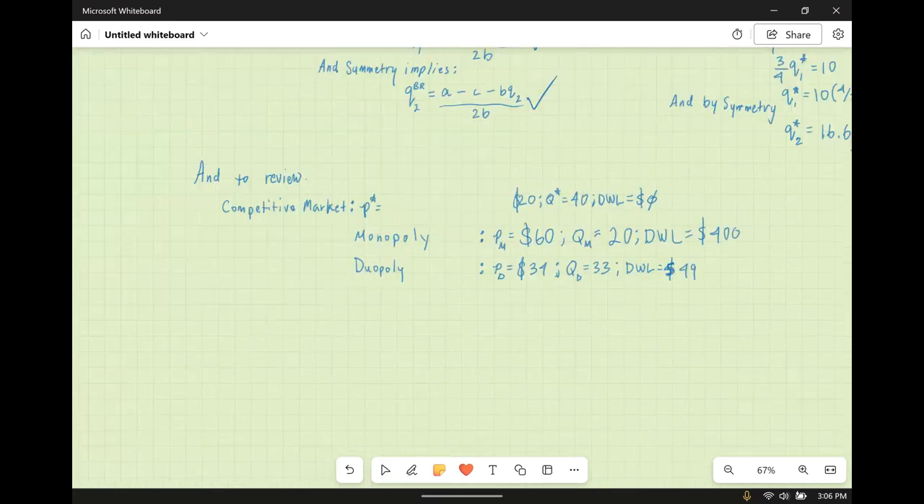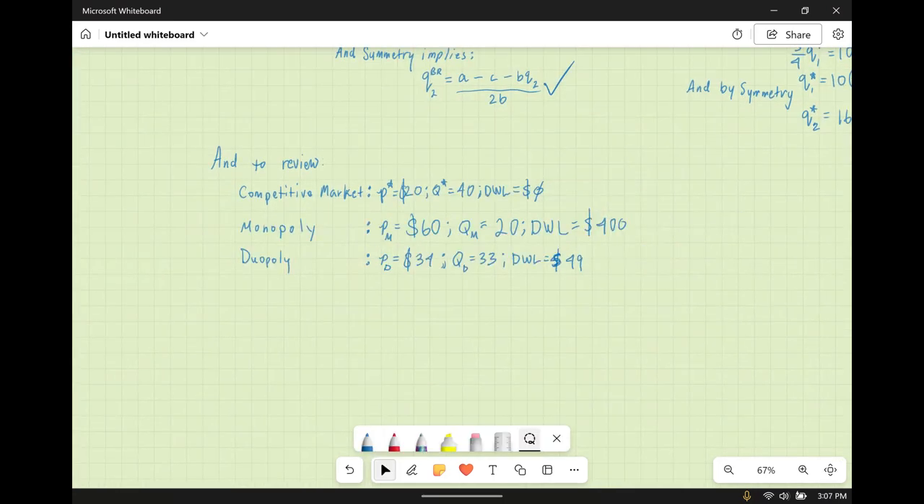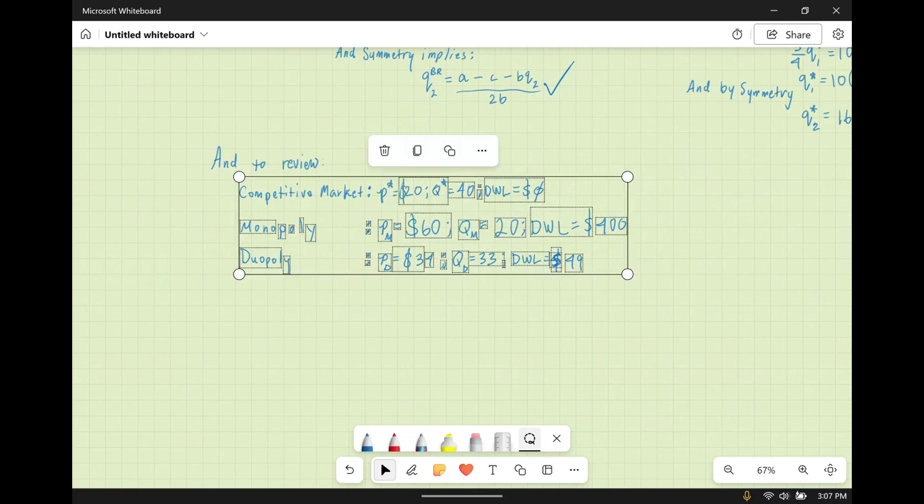And so, just to put that into review, in the competitive market, consumers paid $20. They got 40 units, and there was zero deadweight loss. For the monopolist, consumers paid $60. They got 20 units, and there was $400 in deadweight loss. And then for the duopoly, they paid $34 for the good. They got 33 units, and there was $49 in deadweight loss.